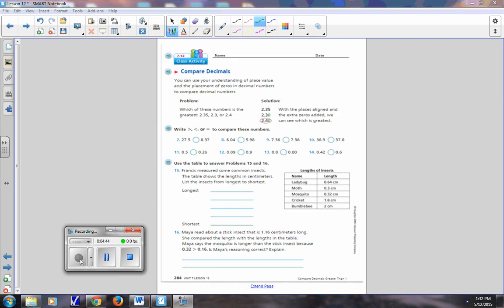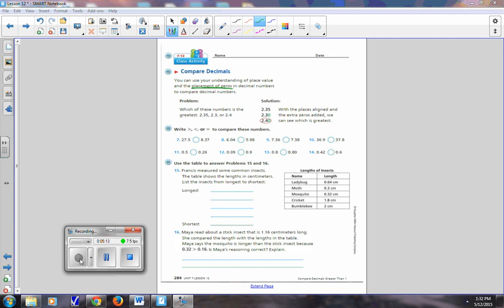The nuts and bolts of this lesson are, we're starting to compare numbers that are bigger than just one or two places. So we have to understand where things sit in the infrastructure of place value. You can use your understanding of place value and placement of zeros, that's what we just talked about, to compare decimal numbers.